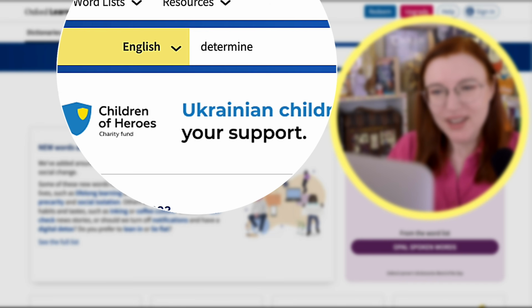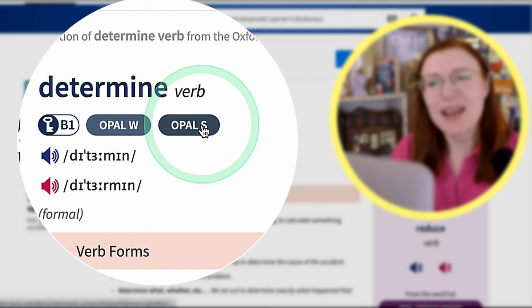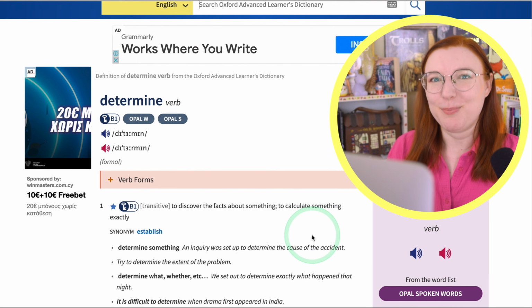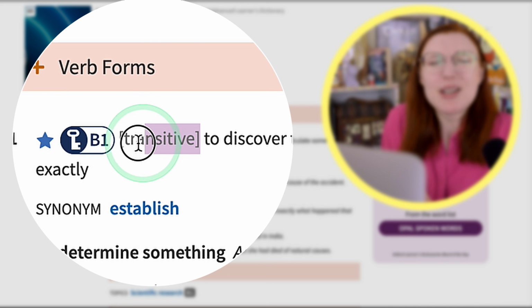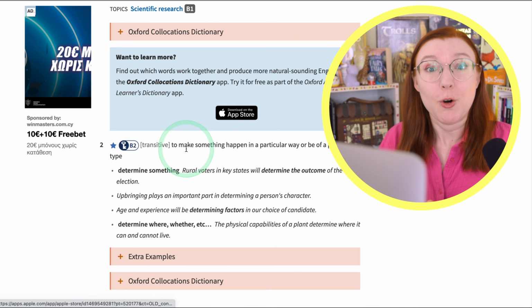Apart from normal vocabulary, in Oxford you'll find a lot more complicated academic words. Let's look at the word determine. These two icons, OPAL-W and S, mean that this word is very common in academic writing and speaking. And do you remember when I told you that there were no transitive, intransitive markers earlier? Here they are. I guess Oxford uses more grammar-related terminology with more complicated vocabulary.